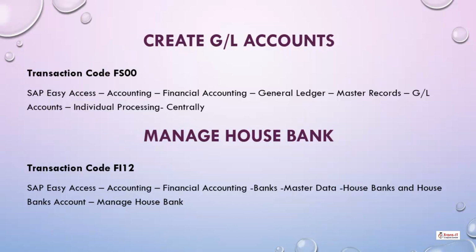Firstly, we will create the basic ledgers. For that, we can use transaction code FS00 or the path SAP S/4 accounting, financial accounting, general ledger, master records, GL accounts and individual processing centrally.